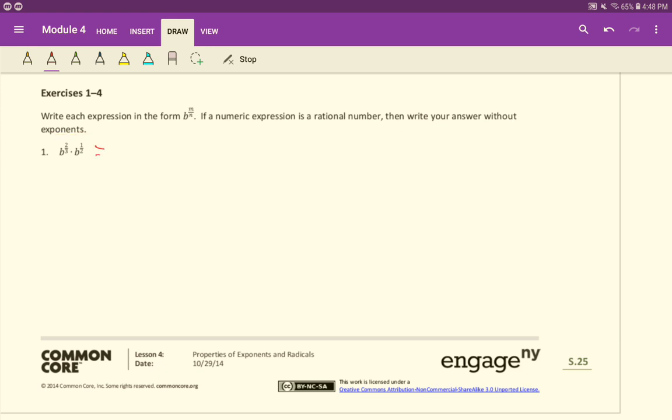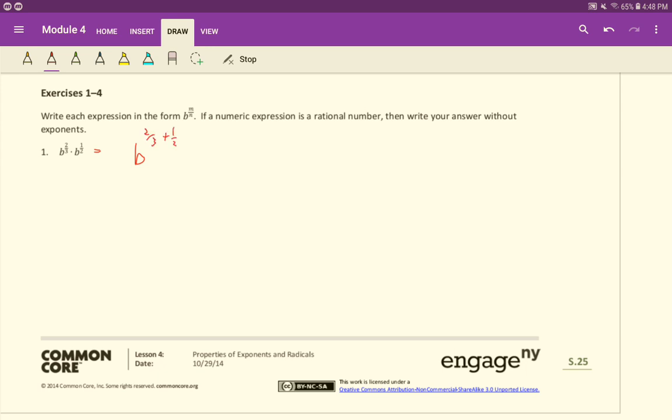Okay, so let's see what we've got here. It doesn't really say what kind of properties we can or cannot use here, so we're free to do whatever we want. Since we have the same base and we're multiplying, what can we do to simplify our exponents here? And the answer is we can add them. So it's 2/3 plus 1/2.